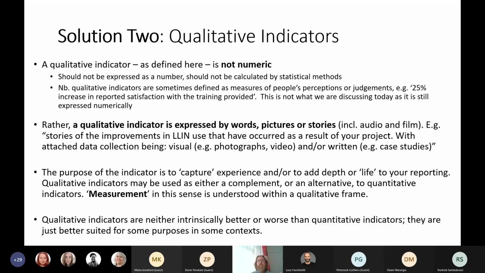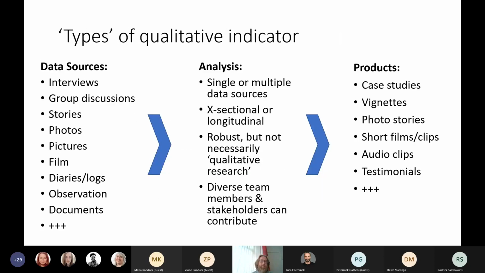So you may have a count of something and you also want a qualitative measure to breathe life into that. But indeed, they can be an alternative. You can have purely qualitative outcome measures, no problem at all. Just the key thing to understand is that measurement in a qualitative sense is quite different to measurement in a quantitative sense. And as suggested, they're neither intrinsically better nor worse than quantitative indicators. They're just better suited for some purposes in some contexts.